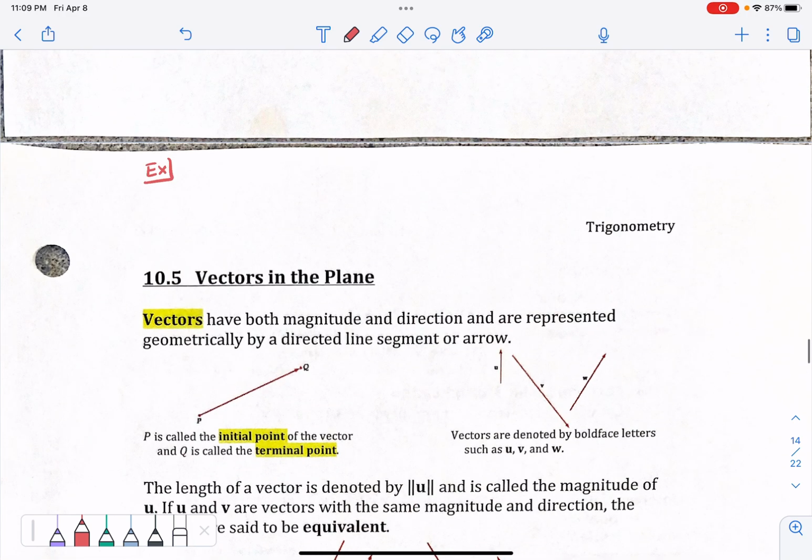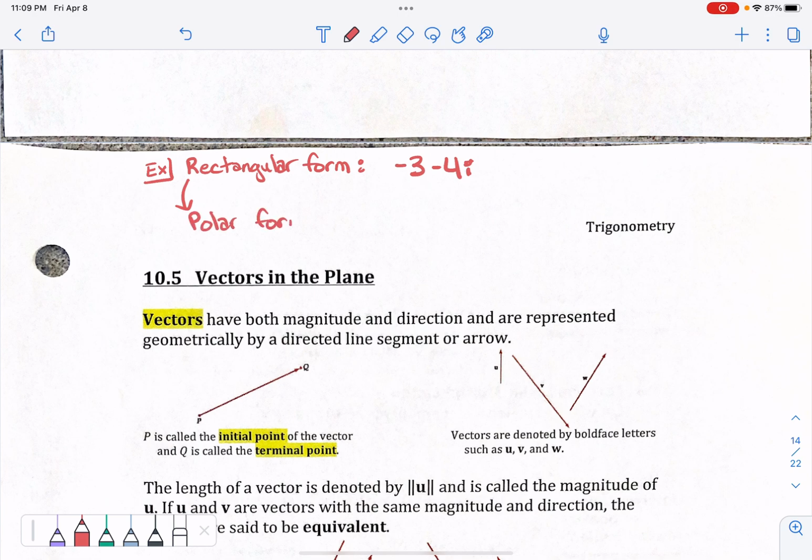So we talked about in section 10.3 something called rectangular form. And I'll give you an example of rectangular form when we'll do this problem. So rectangular form was something like -3 minus 4i. Let's do that problem, okay? And then we switched between rectangular form and something called polar form. And polar form looks like this.